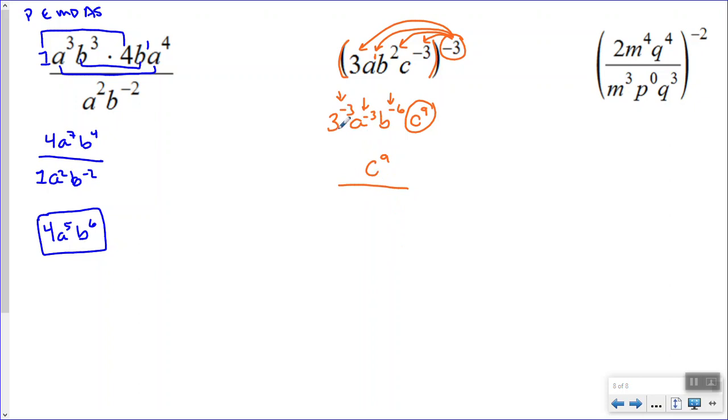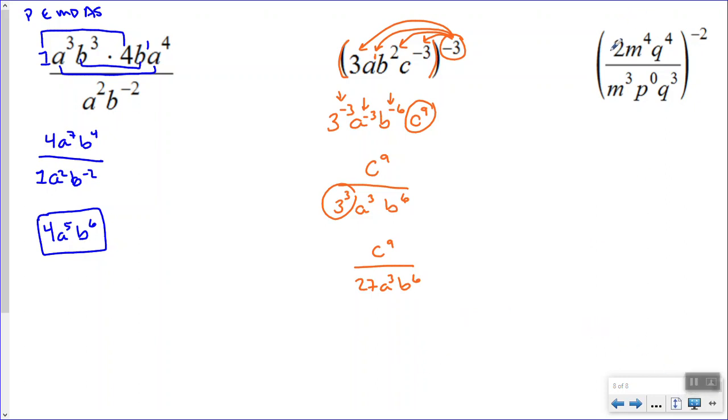on the exponent. When I move this down, this becomes 3 to the positive 3rd power, a to the positive 3rd power, and b to the positive 6th power. The last thing I have to simplify is this 3 to the 3rd power. So I'm going to end up with c to the 9th over 27a cubed b to the 6th power. Go ahead and pause the video and try the last example on your own.